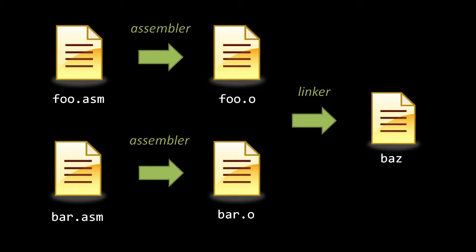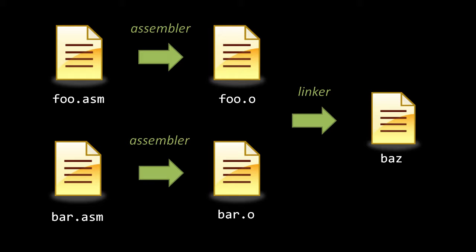For example, if I've written my code in two files, foo.asm and bar.asm, and I want to produce one single executable file, here called baz, I first run each source file through the assembler independently, producing an object file for each, and then those two object files are run together through the linker, producing the executable. A linker is so named because it must resolve the links in code between the object files.